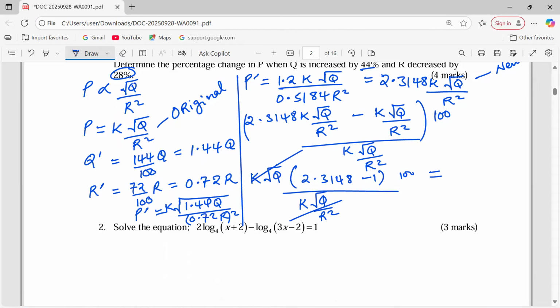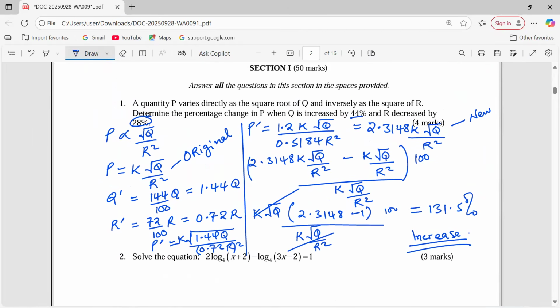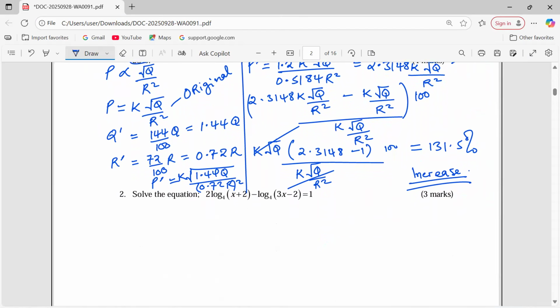So what we shall get here after subtracting 1 is going to be 131.5%. This is an increase, because the change is positive. In case you work out and you get a negative change as a percentage, it means the quantity has decreased. But as long as the change is positive, then there is an increment in the quantity P.